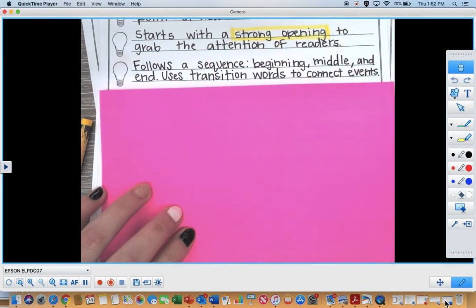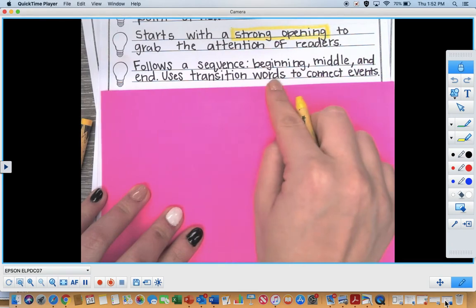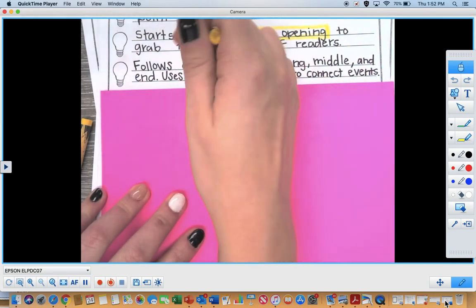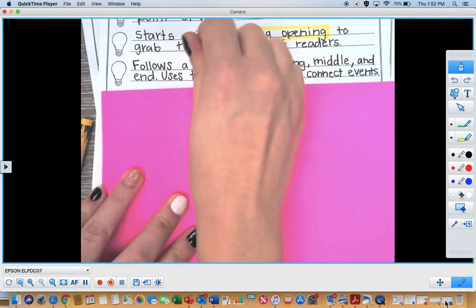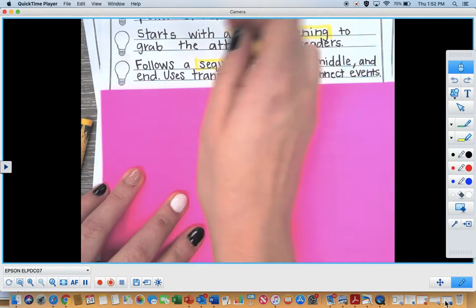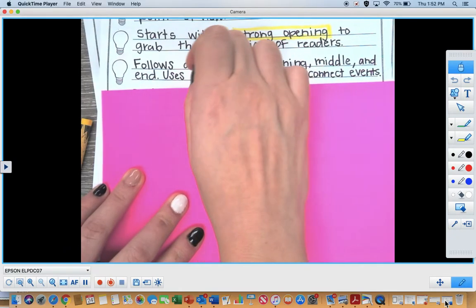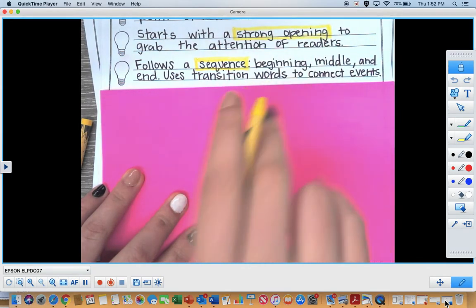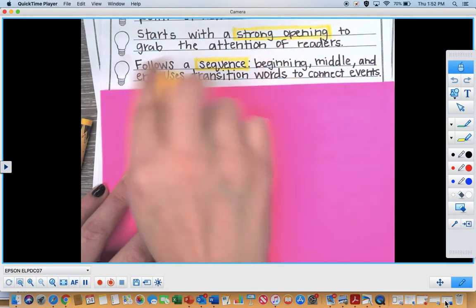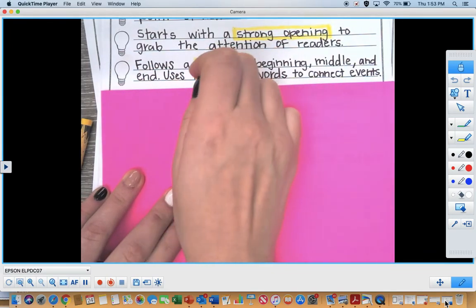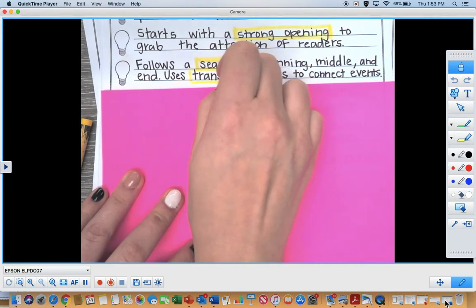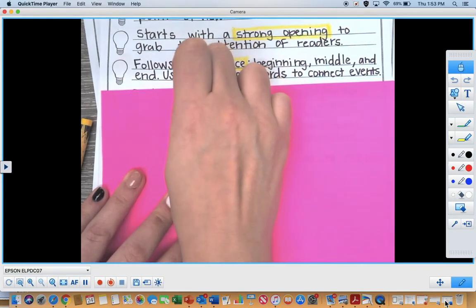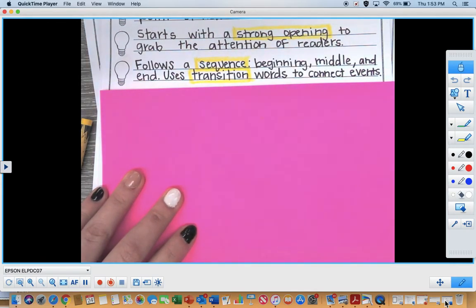Next, we have that it follows a sequence, beginning, middle, and end. It uses transition words to connect events. And so I want you to highlight where it says sequence. That means our stories are going to have a beginning, a middle, and an end, which we really saw with our ouch moments, where we had our first, next, then last. We split our middle up into two sections, which is totally acceptable, but we had a beginning, a middle, and an end, and we use transition words. I'm going to go ahead and box transition to connect events. So we're letting our reader know, well, this is what happened first, then this happened, next this happened, and finally this happened.